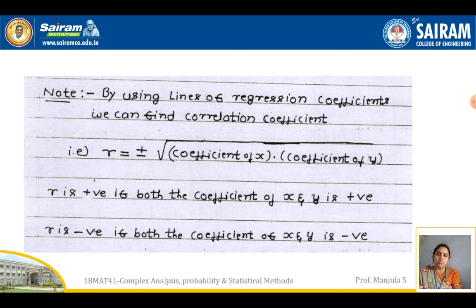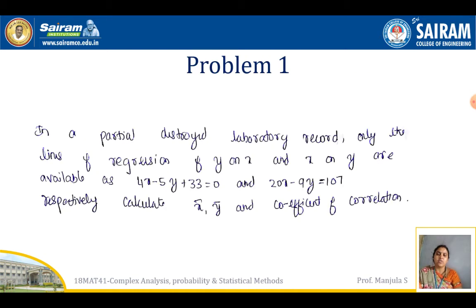Here you have to remember r is positive if both the coefficients of x and y are positive. r is negative if both of the coefficients are negative. So depending on that, if the coefficients are positive r is positive, and if both are negative r is also negative. These are the basic formulas you have to remember to solve the problems based on this. Now we'll go for solving the problems.